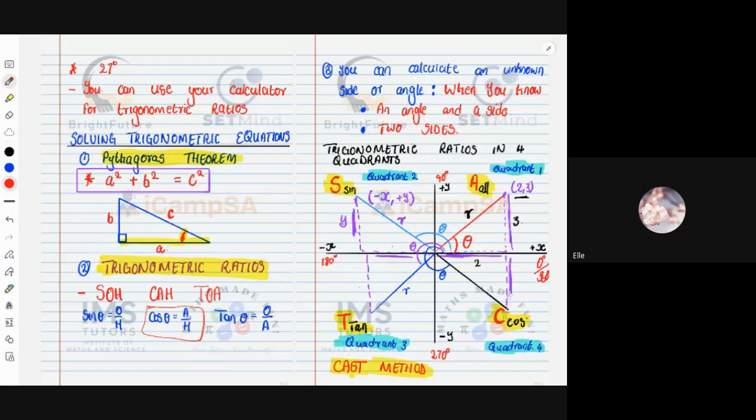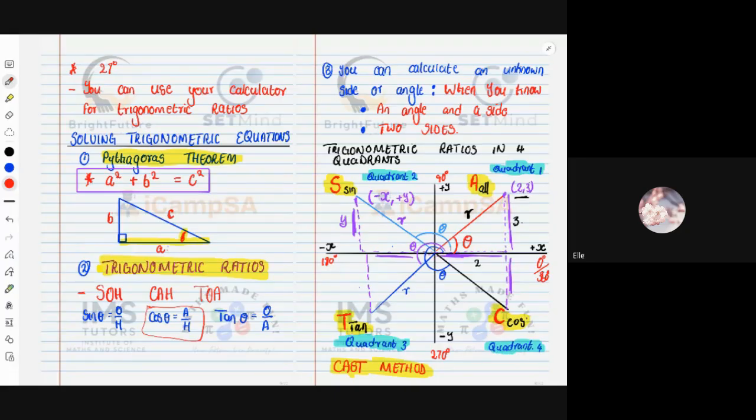in some instances, you are allowed to use a calculator when you are calculating or when you are solving trigonometric ratios or trigonometric expressions. You are allowed to use a calculator in some instances. But for the most part, we are going to use the Pythagoras theorem and the trigonometric ratios in order to solve those equations, and then we also introduce the 4 quadrants that we normally follow.